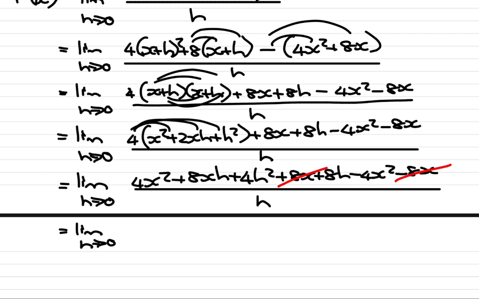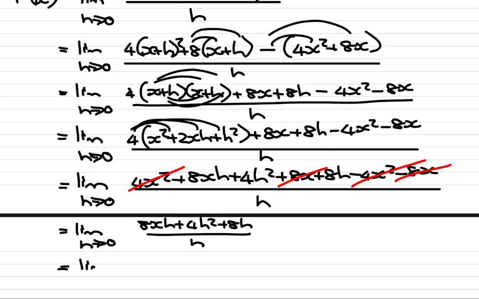Is there something else? Yeah, there's a 4x squared minus 4x squared, so that cancels out. So I'm stuck with 3 terms at the top, so let's just rewrite that. We've got 8xh plus 4h squared plus the 8h. That's what's left after I've simplified.